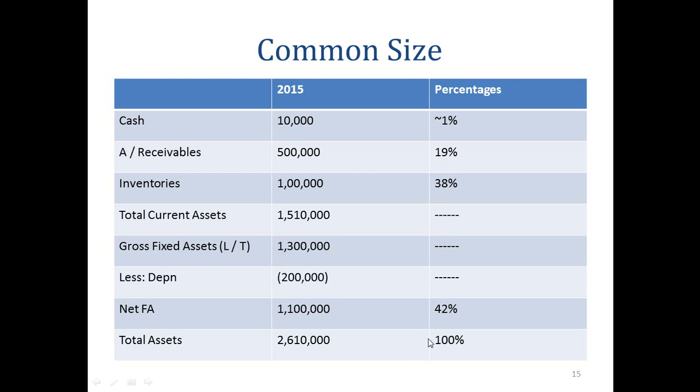Likewise with the gross fixed assets and less depreciation, you want to use net fixed assets, the final number, because these two roll into that. If you did include them, you would just have to make a note that it's not an additional percentage. So that's basically the common size.